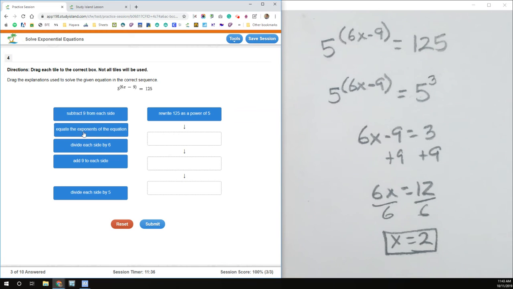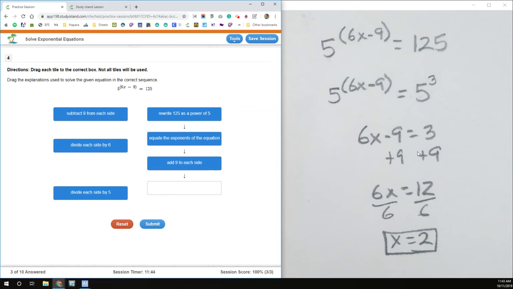Next, we equated the exponents. We said, hey, these two exponents have to be the same. 6x minus 9 must be equal to 3. Then we added 9 to each side, plus 9 plus 9. Then we divided each side by 6. And that will be the answer.